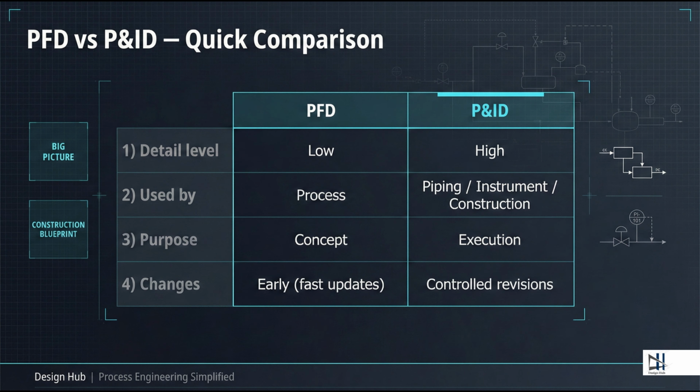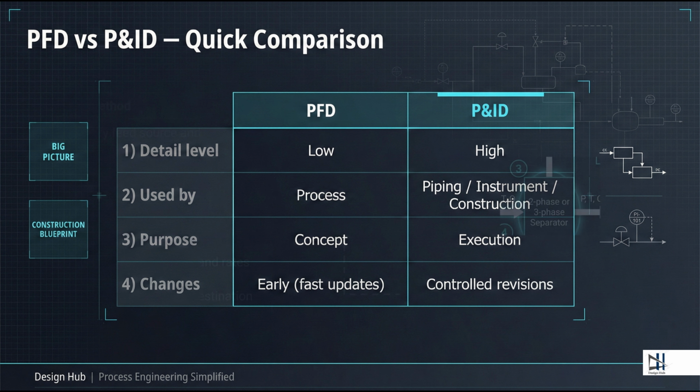Quick comparison. PFD is low detail and mainly used for process understanding and early design. P&ID is high detail, used for construction, commissioning, operations, and safety reviews. PFD changes are more frequent early. P&ID changes are controlled and revision managed.